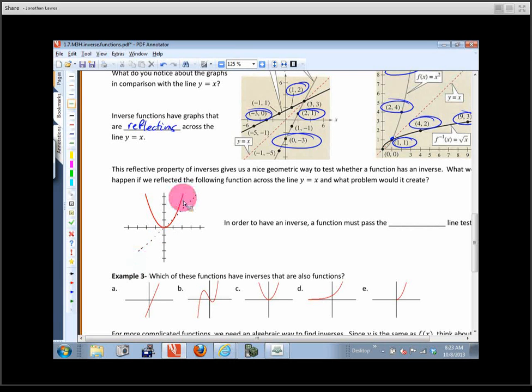So let's take this point right here, which is (2, 4), and this point right here, which is (-2, 4), and this point, which is (-1, 1), and this point, which is (1, 1), and (0, 0). And let's reflect those across the line y equals x. In order to reflect those, what do I do with the coordinates? Switch them, right? So this one is not going to be (2, 4) anymore.